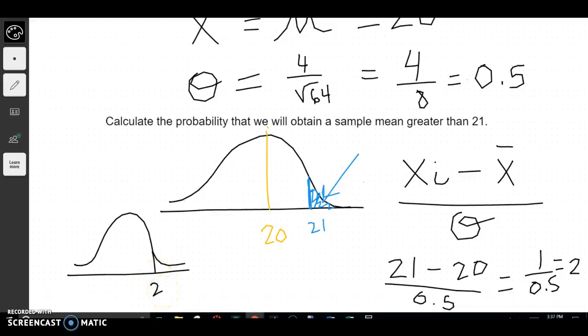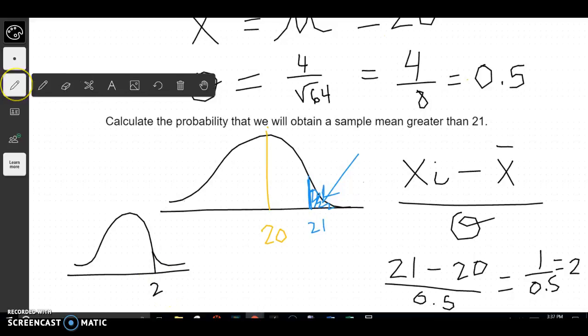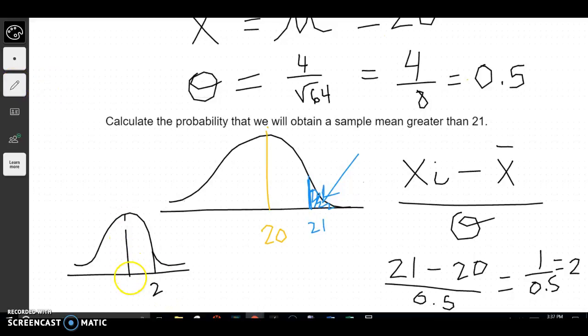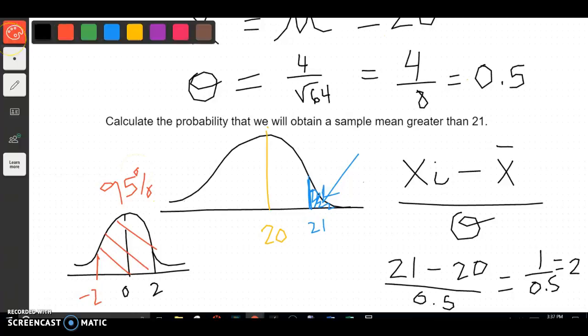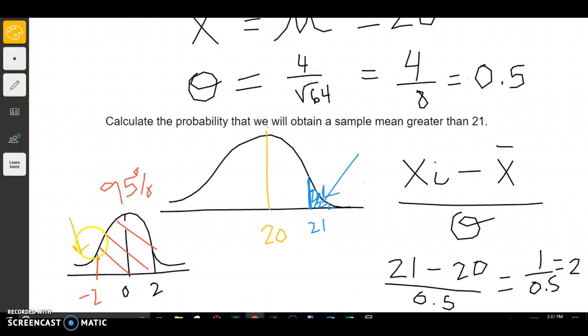Now most times we would look on the chart once we standardize this. So it's 2 standard deviations away. Most times we'd look on the chart, but hopefully you remember from before that between 2 and -2 standard deviations is 95% of the data. So if that's 95%, the other 5% is split between the two tails, which would be 2.5% each. So the percent of the data that's right there is 2.5%.